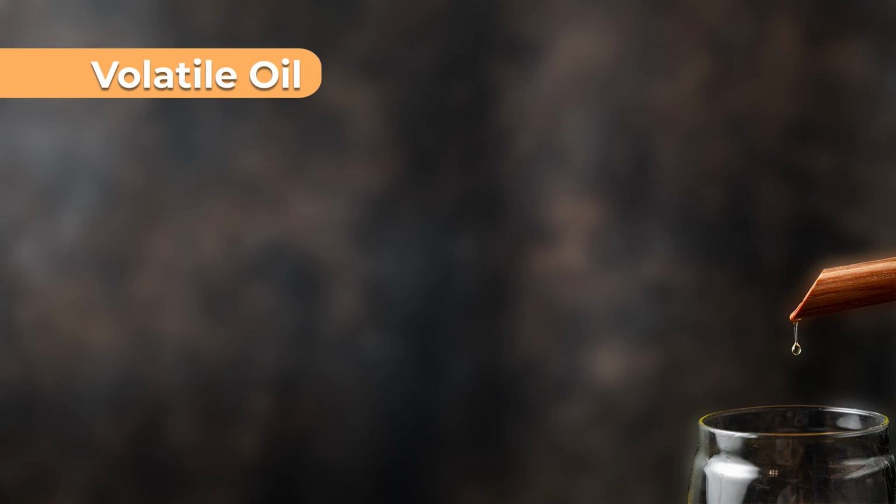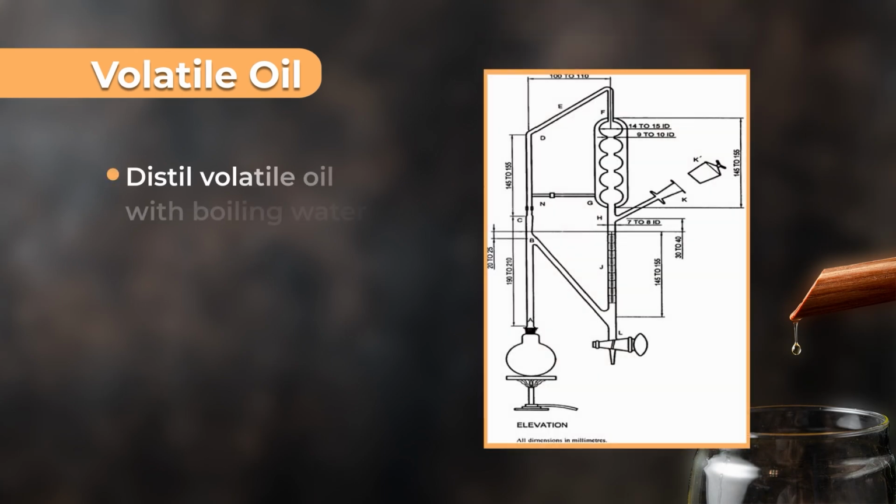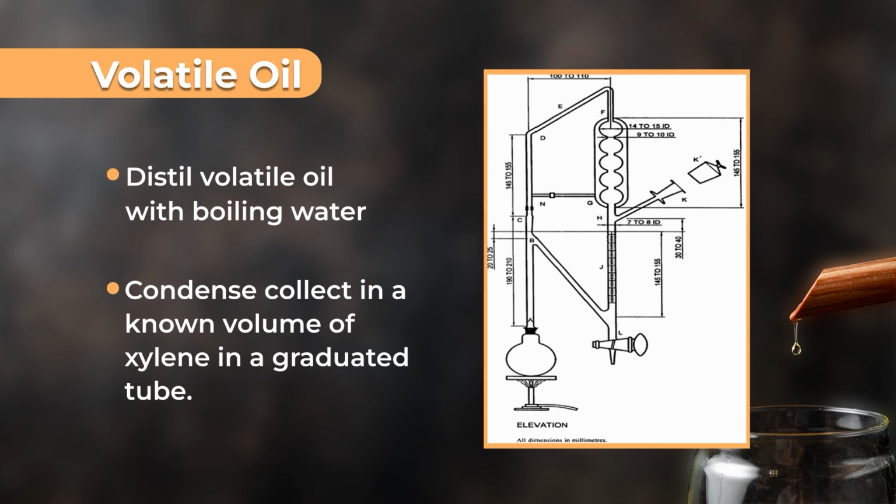We are talking about compounds, fats and oils. We must also talk about volatile oil. There are volatile compounds, volatile oils, which we are supposed to know about. How do we do it? We do it by distillation. So we distill the volatile oil with boiling water, and we condense it in a tube in xylene and measure how much it is. That is the volatile content of oils and fats.